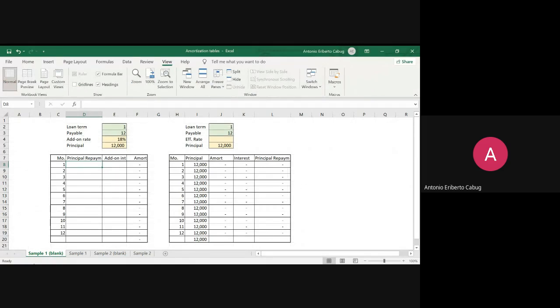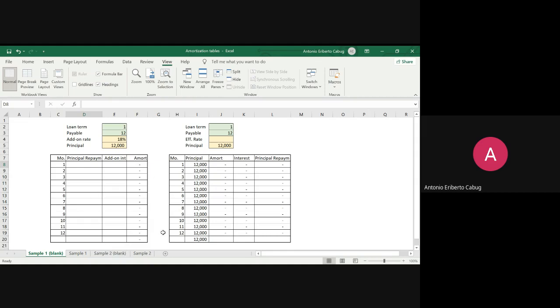Okay. Now, I'm going to give a simple illustration of what we call an add-on interest rate. Okay? So, itong gawin natin ha. The loan term will always be 1 year, payable in monthly installments. Now, when the bank told you that the add-on rate is 18%, ang ibig niyang sabihin, every month, magdadagdag ka ng equivalent na 18% ng principal. Every month, so for 1 year, 18% of the principal divided by 12.